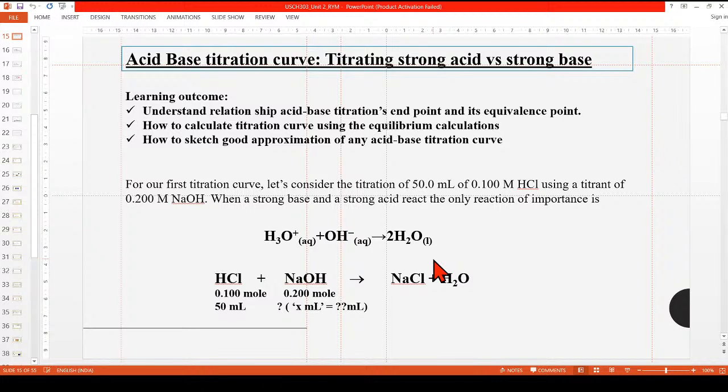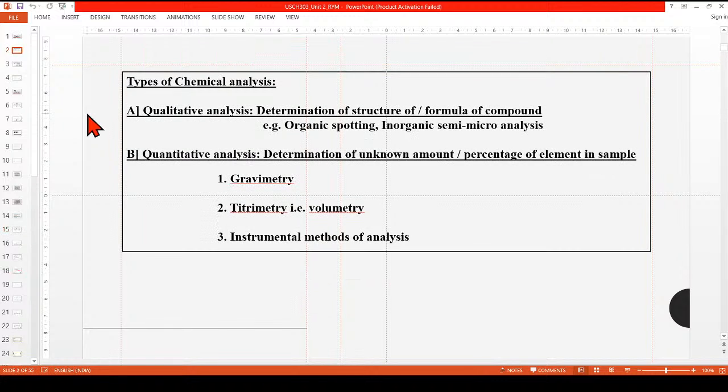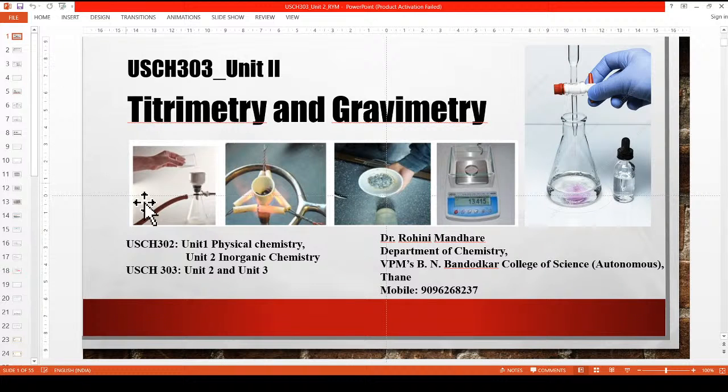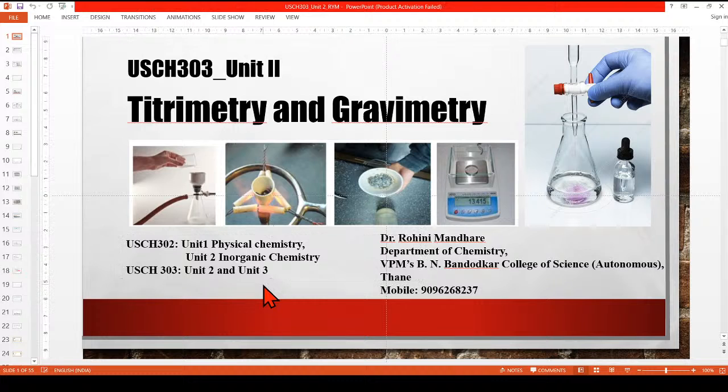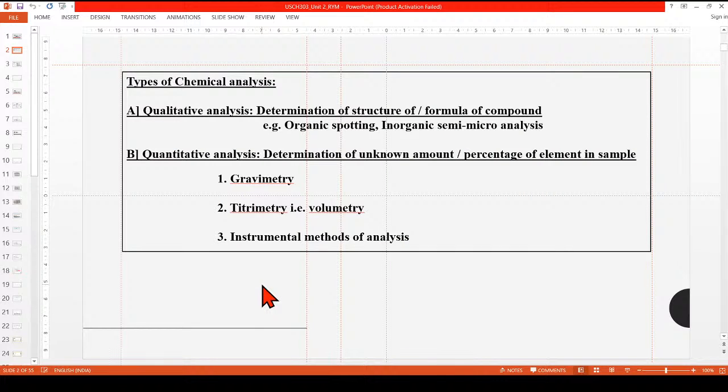Now let us start. Very quickly, we will finish titrimetric analysis. Earlier we have seen different definitions under this and different concepts, so just revise in 5 minutes. We started titrimetric analysis, and for your syllabus for this semester, I will teach you paper 302, the physical chemistry and inorganic chemistry part, paper 303, unit 2 and unit 3. Then we started chemical and titrimetric analysis. The basic is it is under quantitative method of analysis.